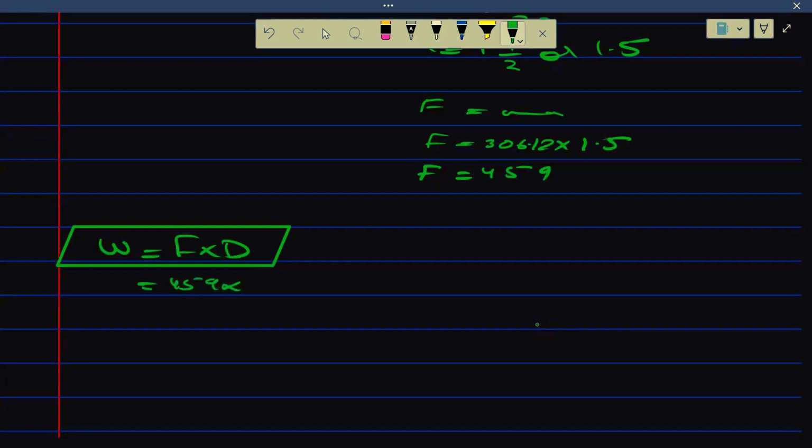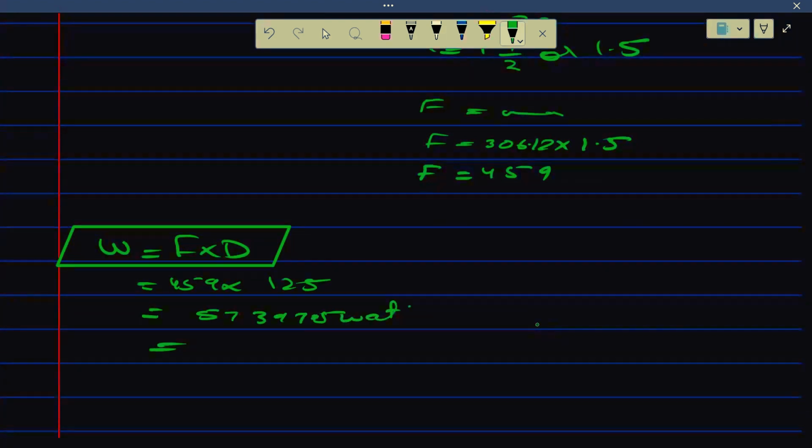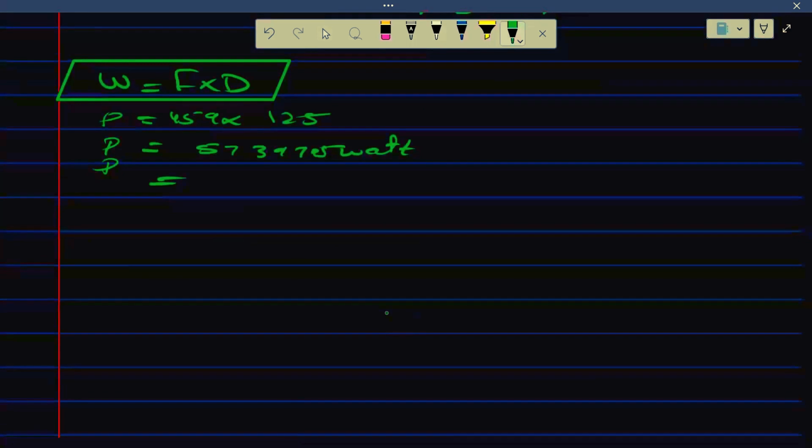F is 459 multiplied by 125, and by this we found 357397.5 watts. And this watt, what do we have to do to convert it to kilowatt? Yes, we will place an exponent, which will be times 10 to the power of 3 kilowatt. Okay, so this is how we have done it.